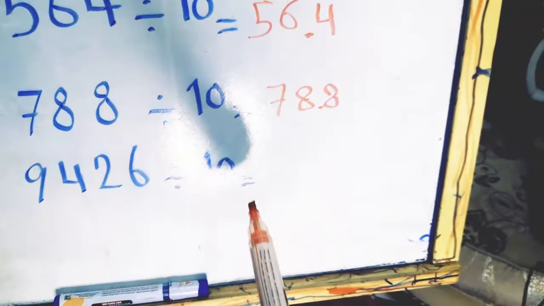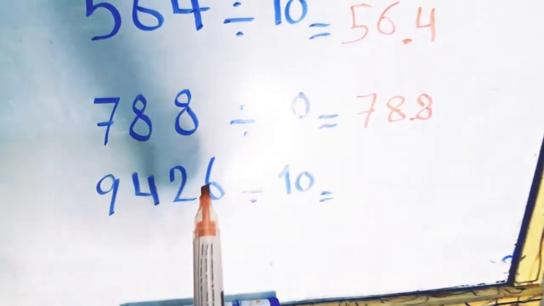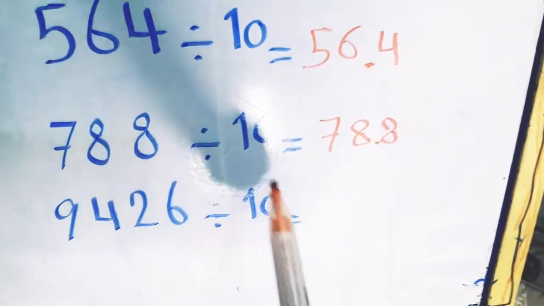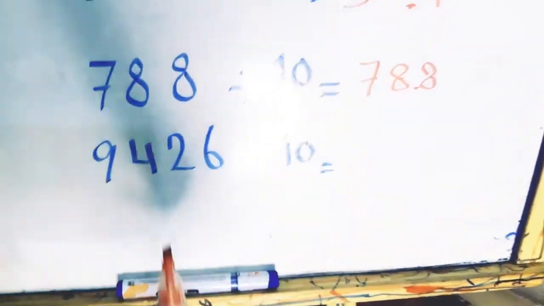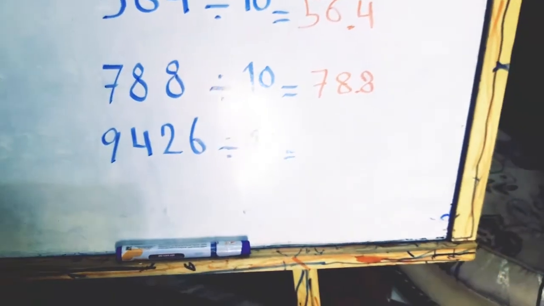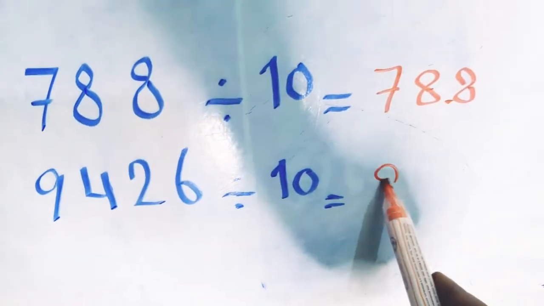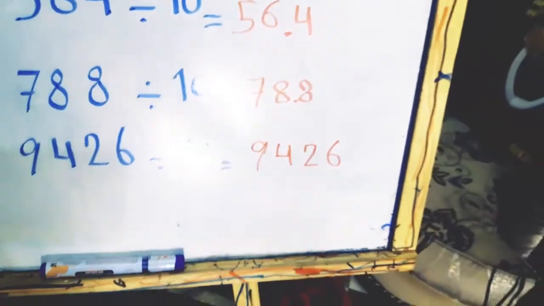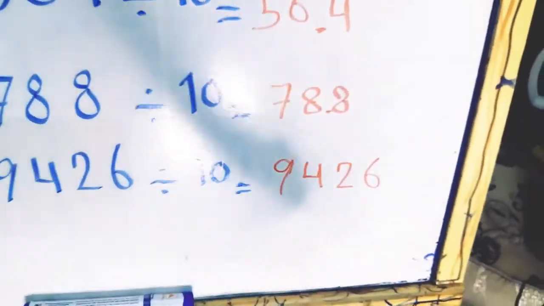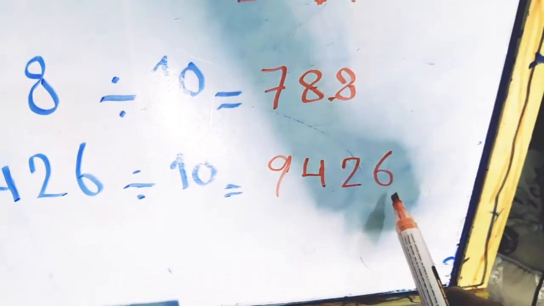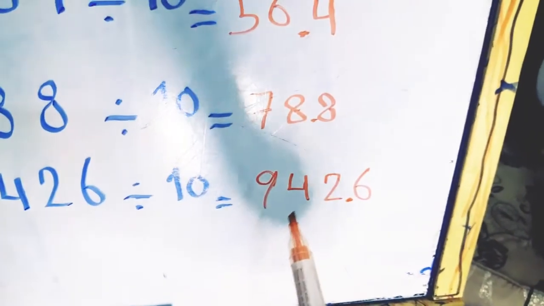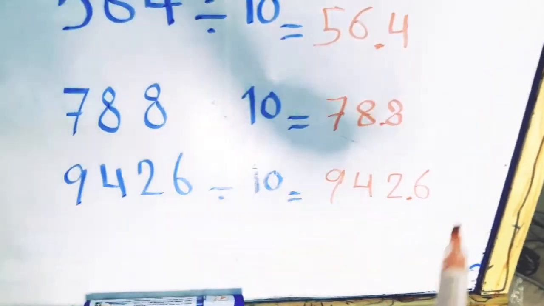9,426 divided by 10. As we see here, the dividend does not end with 0, and the divisor is 10. So in this case, we take the dividend and write it as it is. So we write 9, 4, 2, 6. The step which we must apply is that we count one digit from the right side, then we put a decimal point. So 942.6 is the quotient of 9,426 divided by 10.